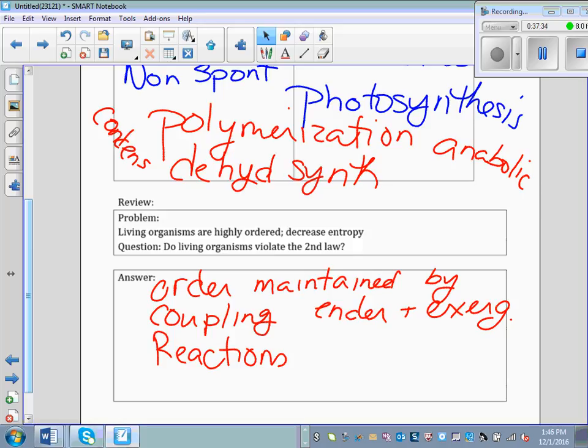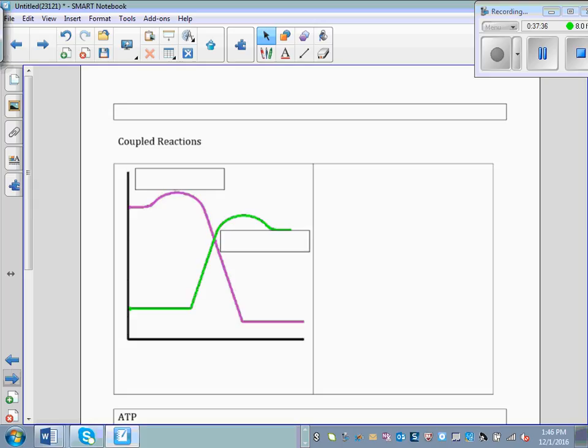So here is a good diagram of coupled reactions. The purple line is what? Endergonic or exergonic? Exergonic. Here's endergonic.